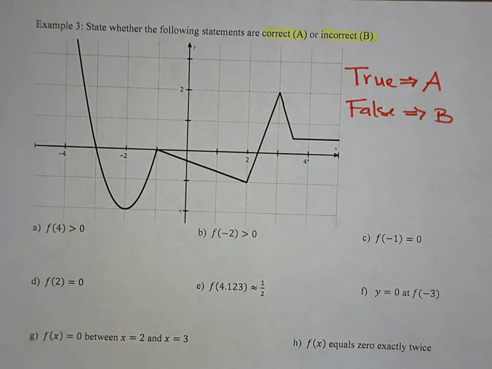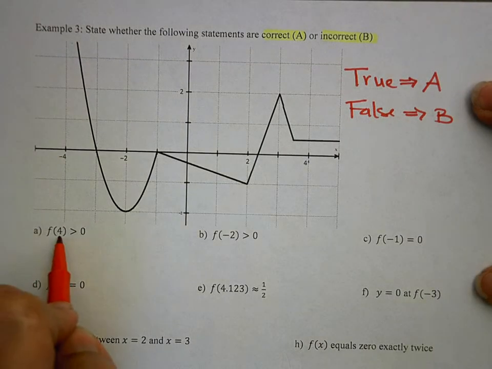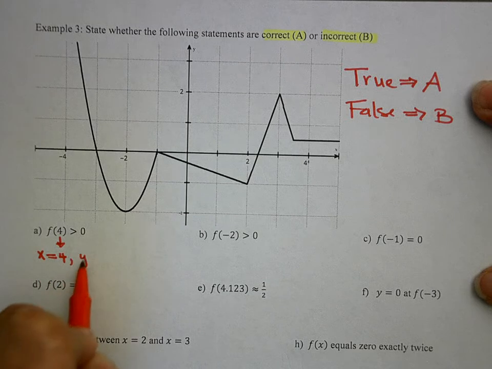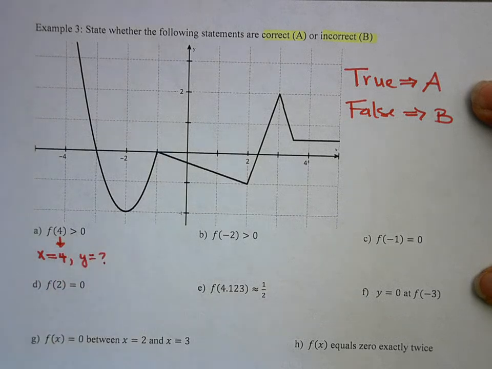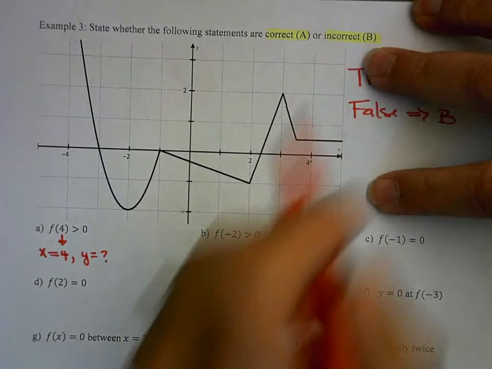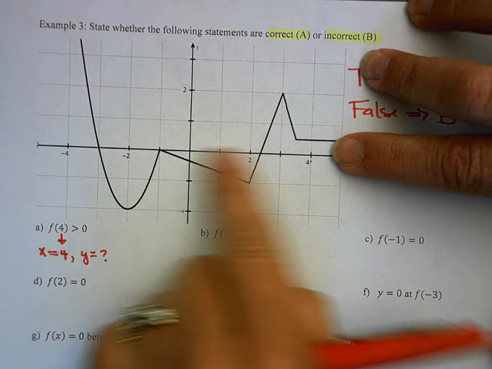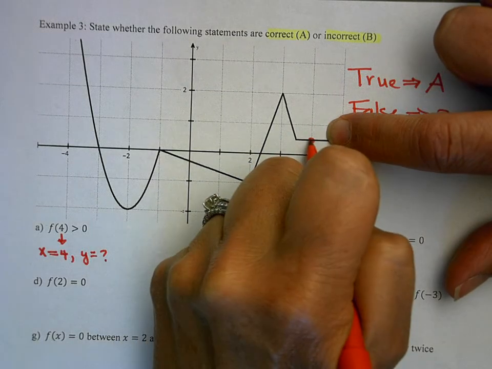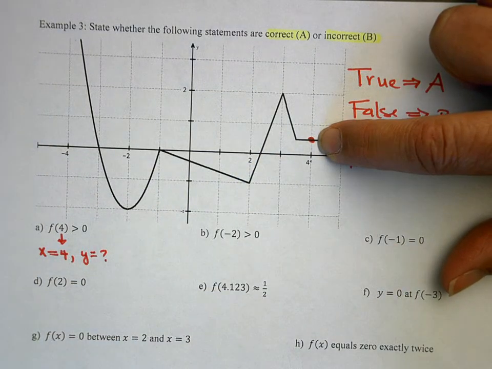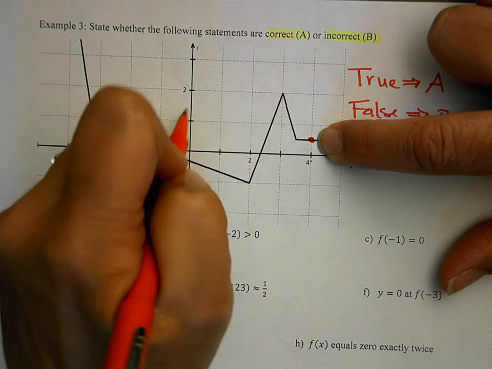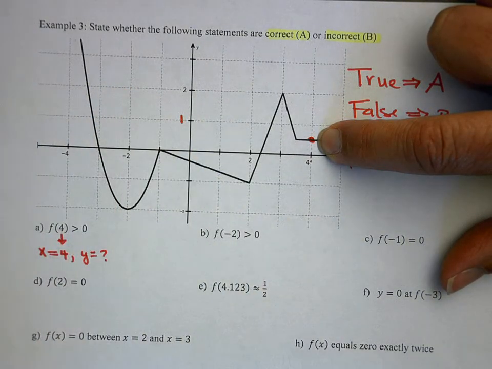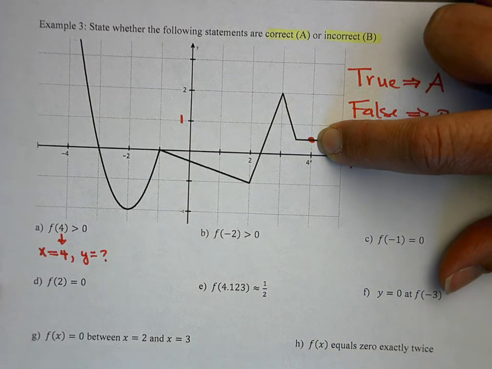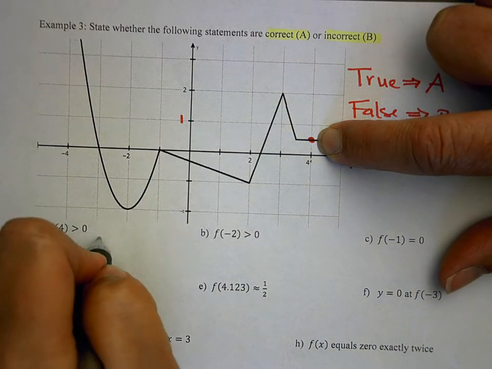Okay, so they want to know, is f of 4 greater than 0? So this is my x value. So when x is equal to 4, what is the y value? Okay, so when x is equal to 4, so this is my x-axis, there is the ordered pair right here. And so that y value is around 0.5, and is that bigger than 0? And it is, right? So that is a true statement. So we would say A for true, right?